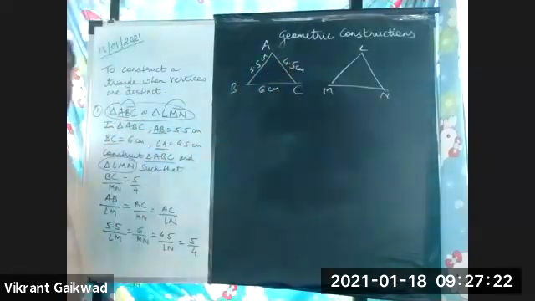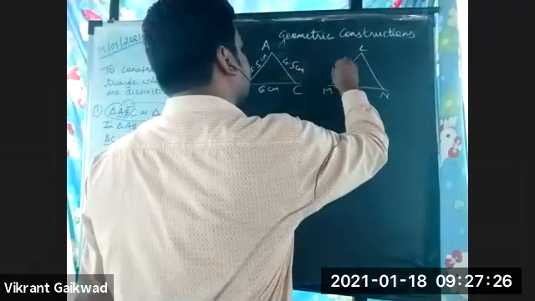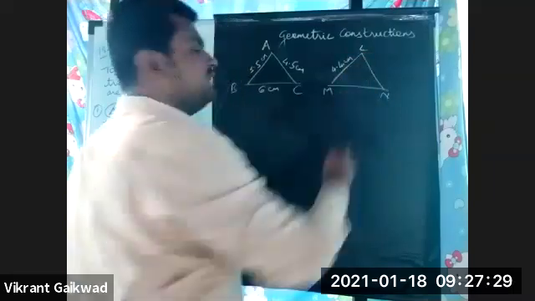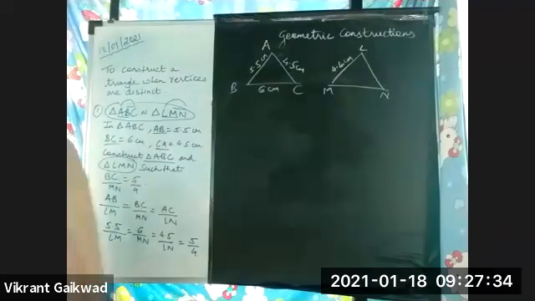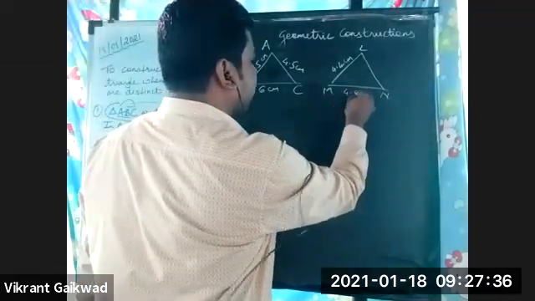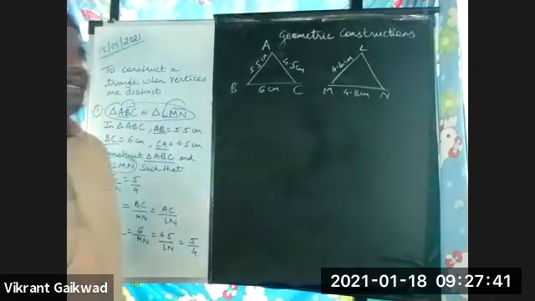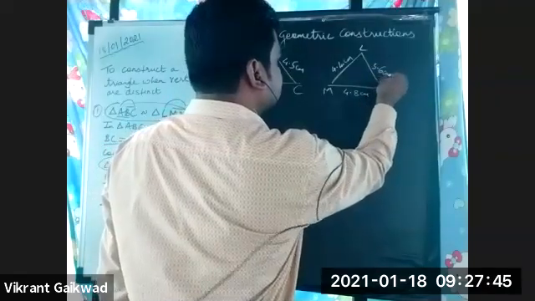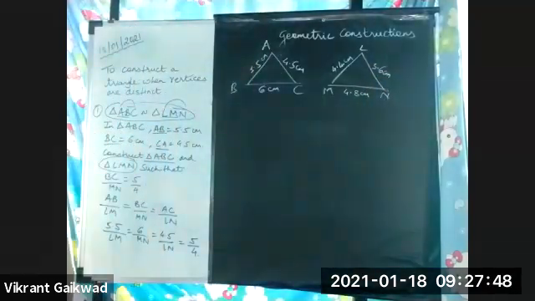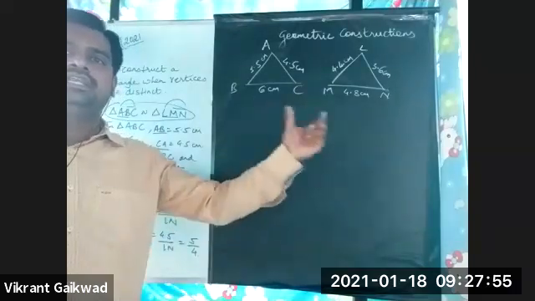Now what is the value of LM we have found? We've got the value of LM as 4.4 centimeters. What is the value of MN? We've got the value of MN as 4.8 centimeters and the value of LN as 3.6 centimeters. Is this clear till here? You have got these values. Now you can easily construct.